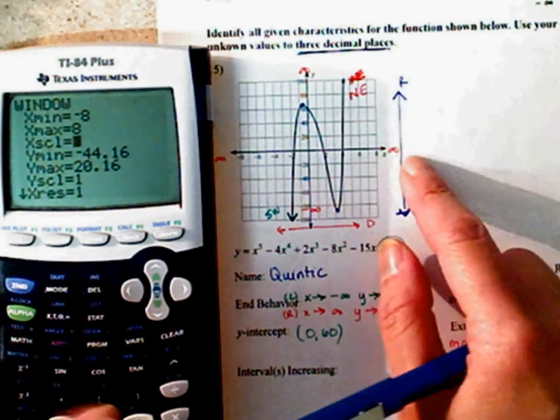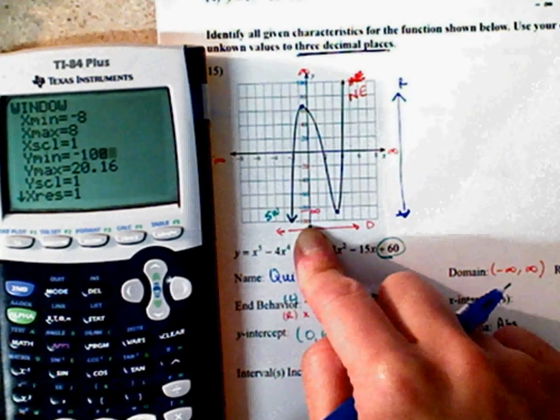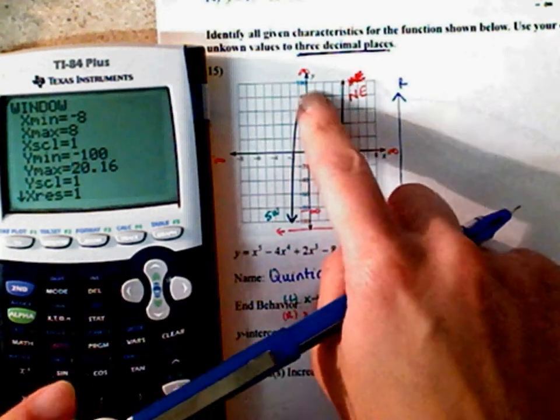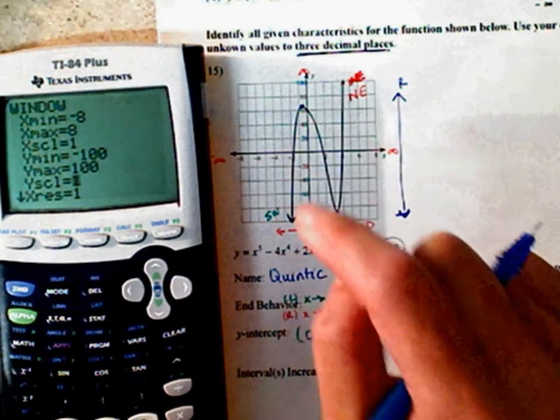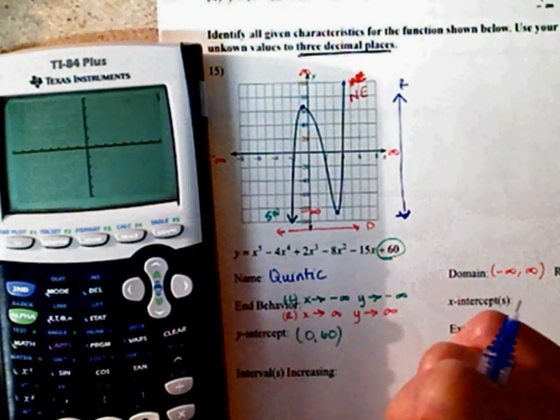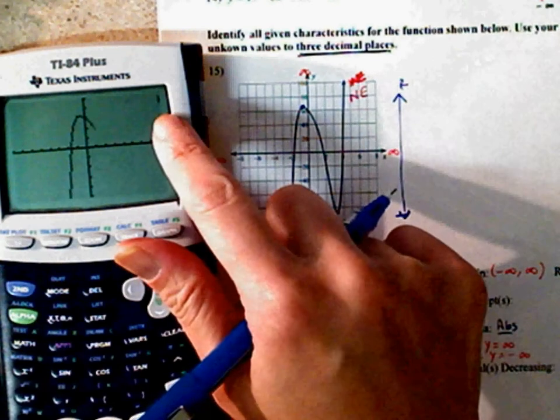Your y minimum, what is your lowest? Negative 100. Your highest, 100. And your scale, look, they're going by 20, so I'm going to change mine to 20. Okay, that means it's processing. Now do you see how you can see the graph now?